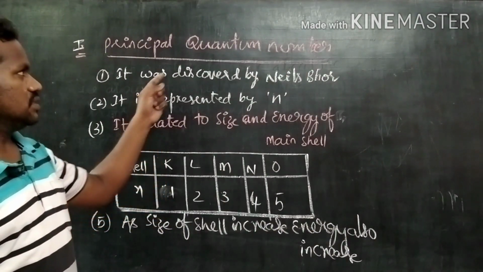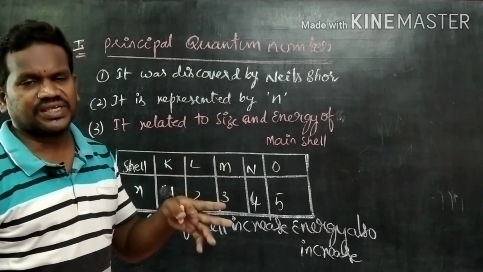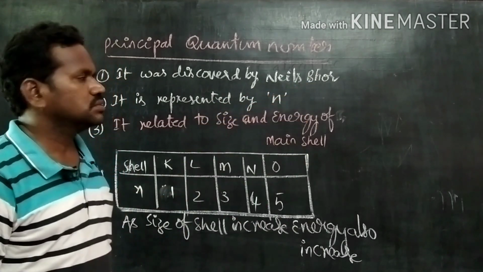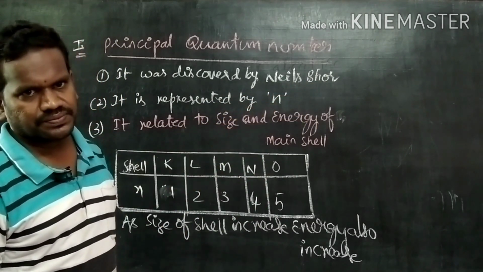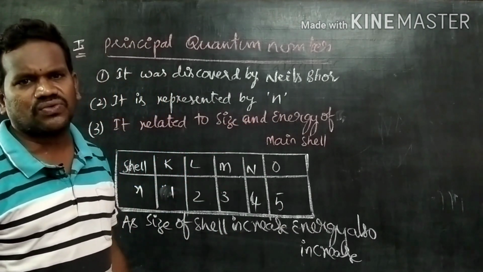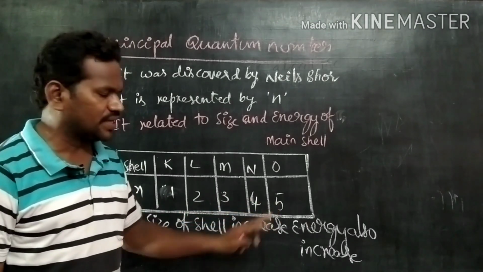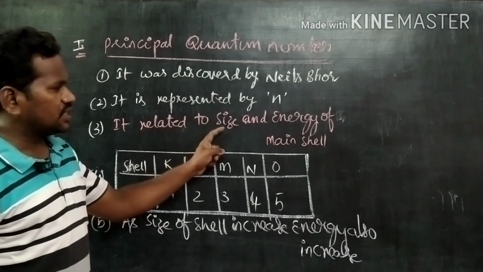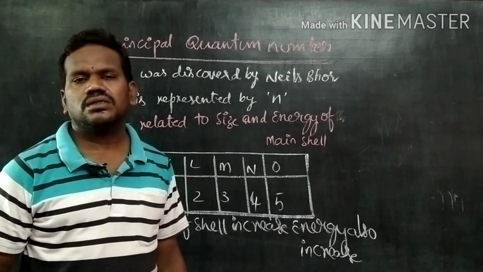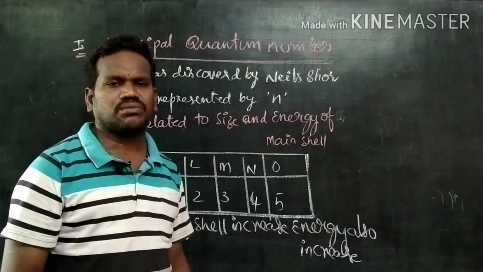Let us discuss the principal quantum number. Principal, as the name says, it is the first quantum number, and it was discovered by Niels Bohr. It is represented by letter N. N will have only positive values: 1, 2, 3, 4, 5. And it is related to the size and energy of the main shells. Why? Because the electrons are accommodated in the orbitals, orbitals are in the subshells, subshells are in the main shells.